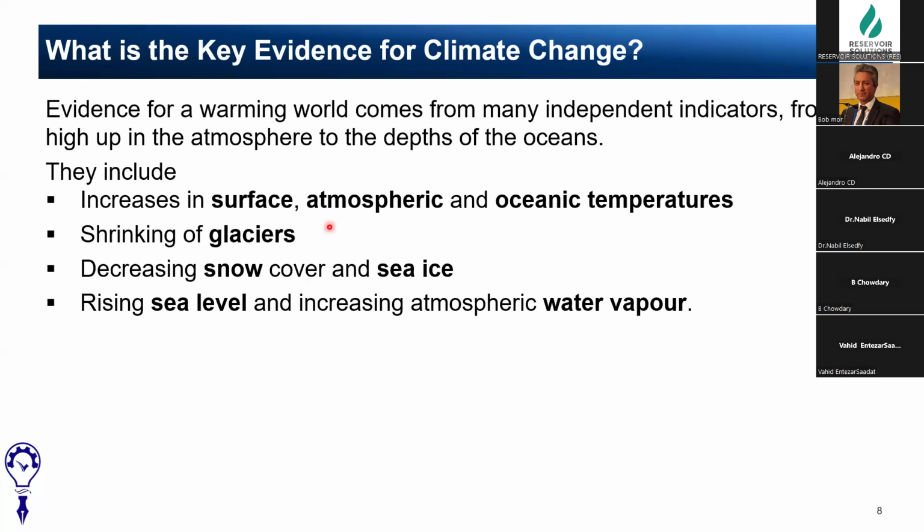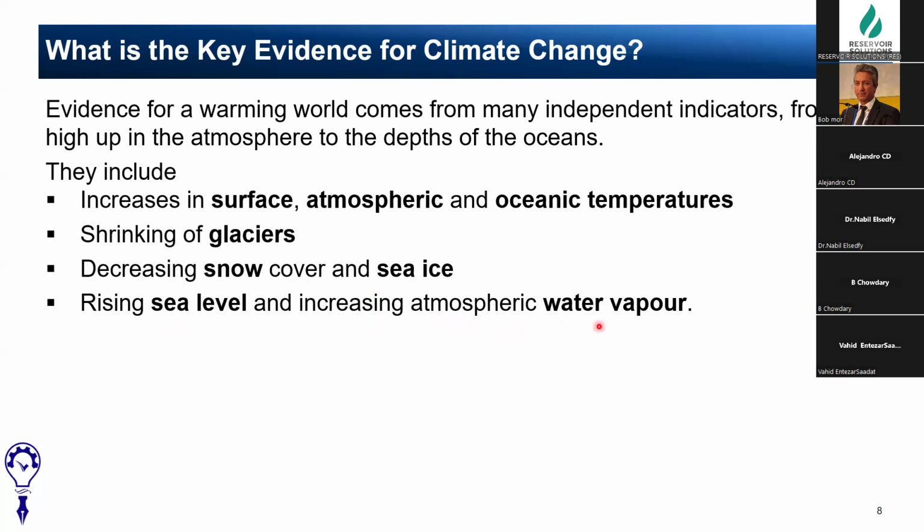And as a result, we know that the glaciers are rapidly melting, calving off into the sea. So shrinking of the glaciers is another evidence. Another evidence is decreasing snow cover and sea ice. Decreasing snow and ice cover decreases the reflection of sunlight from the Earth's surface. This increases the amount of light absorbed by the water and land, which increases the regional temperature.